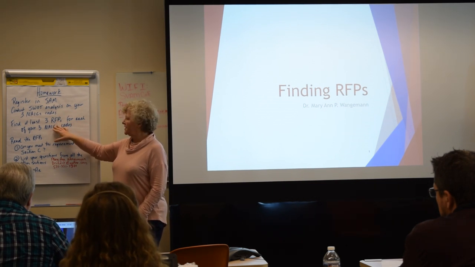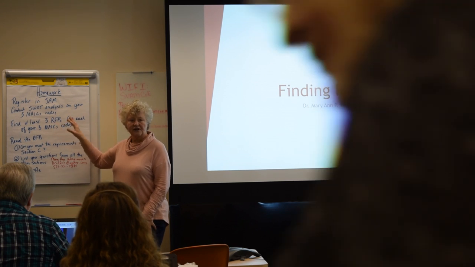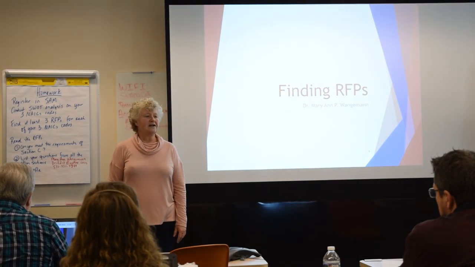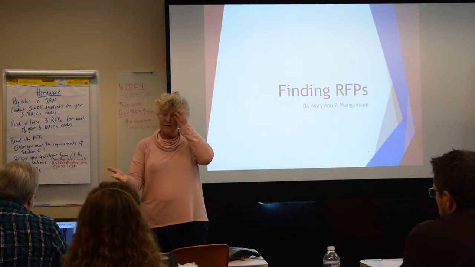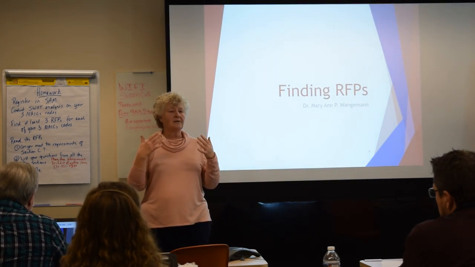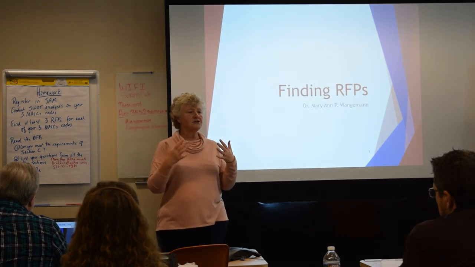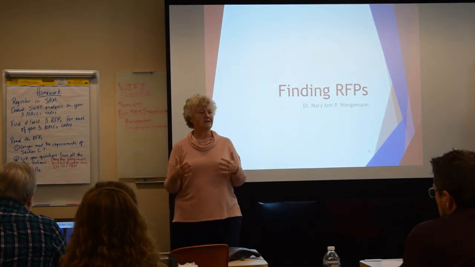Find at least 3 RFPs for each of your 3 NAICS codes. And you can do a divide and conquer within your teams. You're going to have more of a struggle since you're here by yourself. But what I want you to do is start getting a sense of what's in these RFPs.